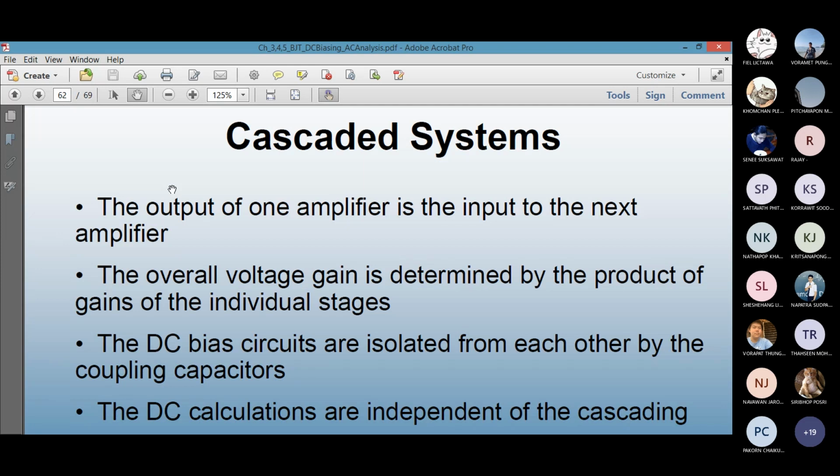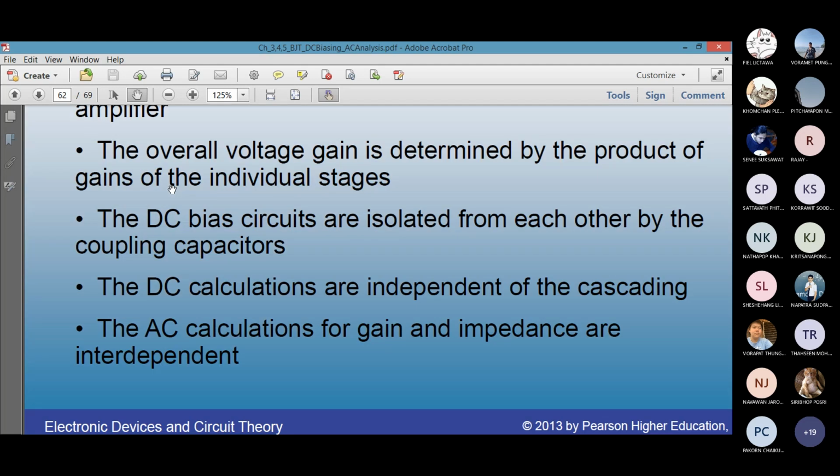Cascaded system, what does it mean? It means that you have multiple stages of amplifier. The output of one stage is acting as the input of the next stage. If you have a multi-stage amplifier, the total gain is the product of individual gains. So A1 times A2 times A3. When you do the DC analysis, each stage has to be calculated separately because capacitor is open. That's why the DC calculations are independent of the cascading effect.